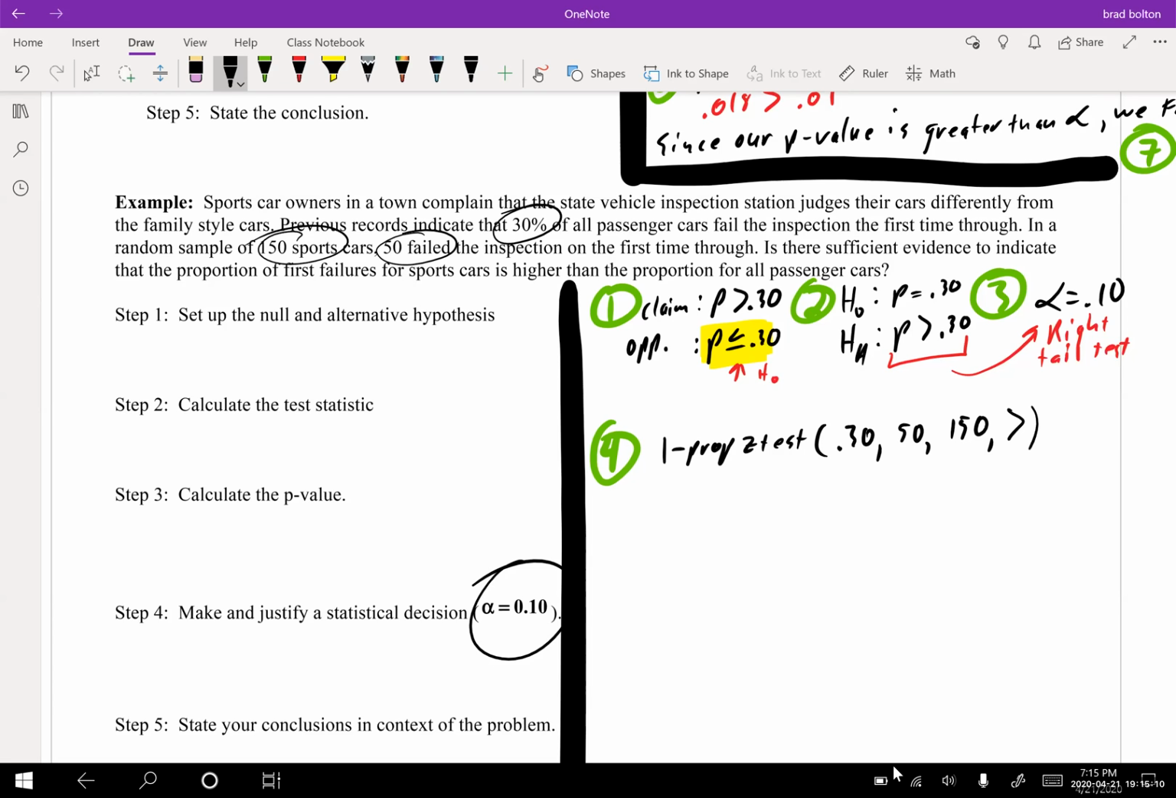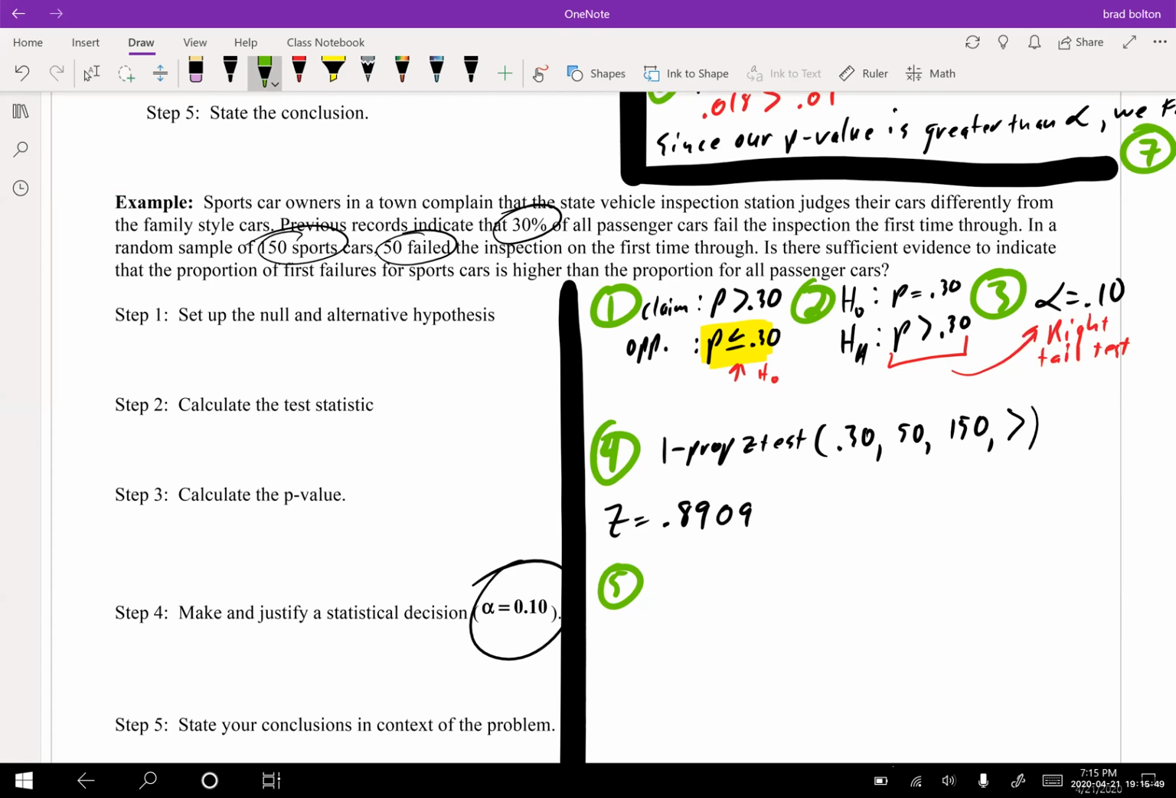Let me double check this. Okay, so this will be p naught greater than. Now when I do this, my z-score is equal to 0.89. I guess, if we want to, it's 0.8909. And it also tells me the p-value, but I'm going to save that for step 5.